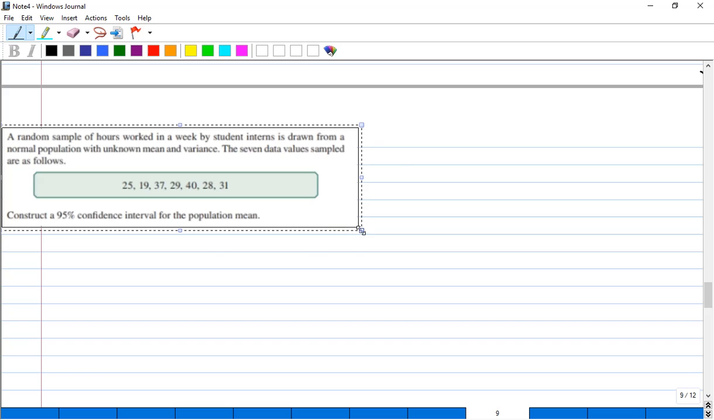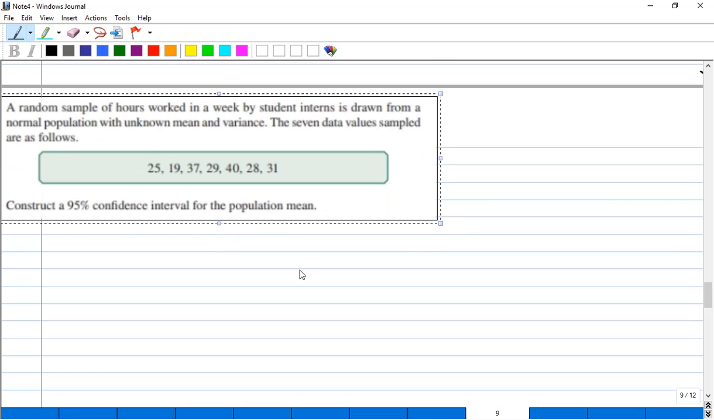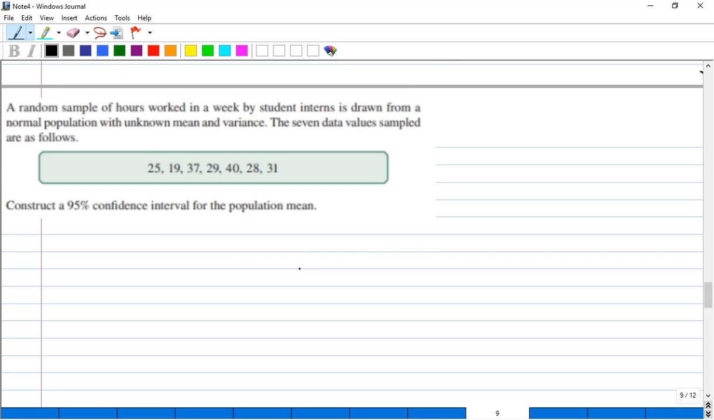All right. A simple random sample of hours worked in a week by student interns is drawn from a normal population with an unknown mean and variance. The 7 data values sampled are as follows. Construct a 95% confidence interval for the population mean.